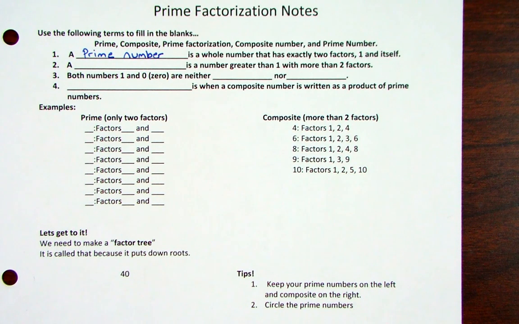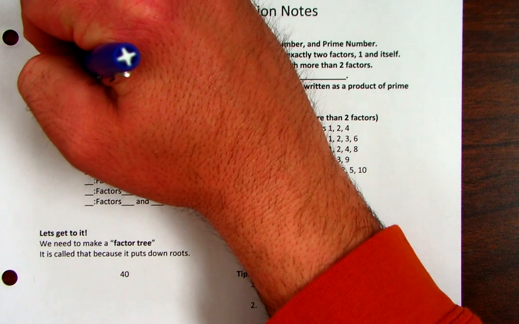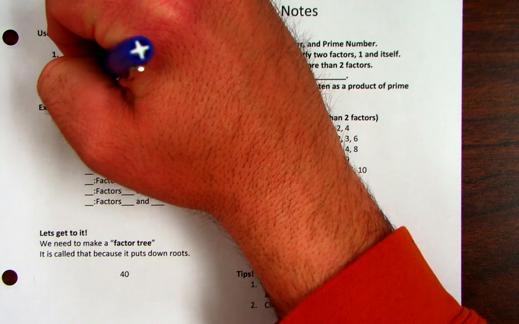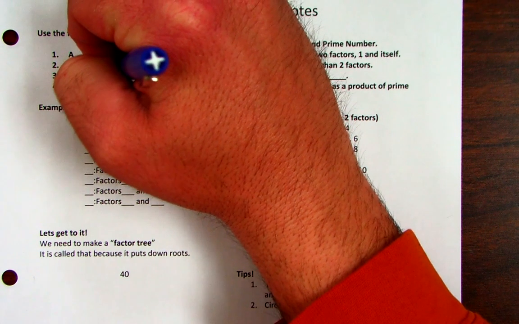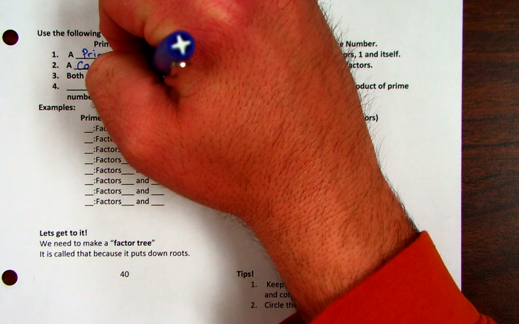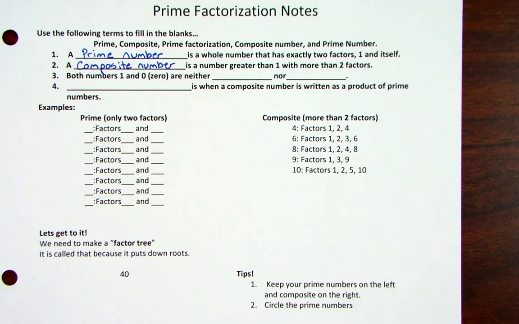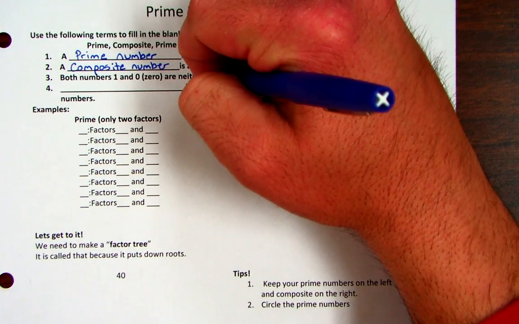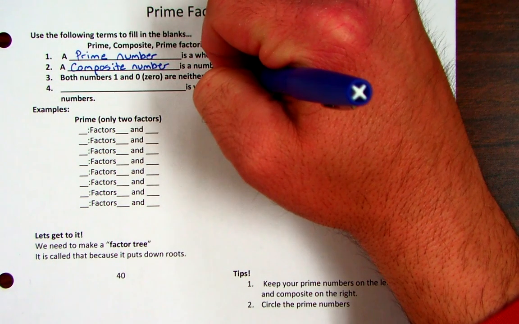Number 2, a blank is a number greater than 1 with more than 2 factors. That would be known as a composite number. Both numbers 1 and 0 are neither prime nor composite.